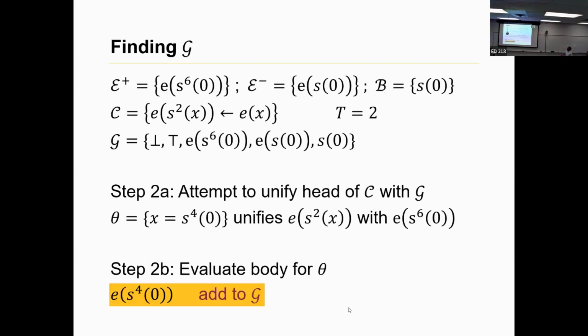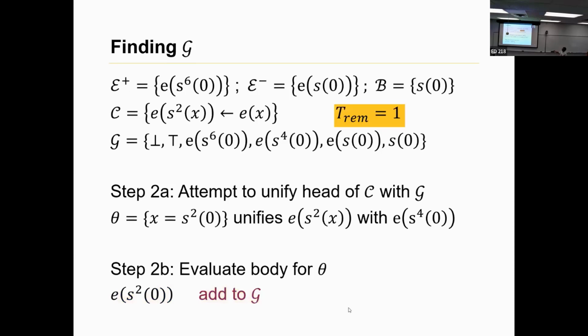And then we try to do the unification, which Jesse spoke about. We try to unify the head of the clause, which is the x square x, with some ground atom which we can find. So we pick S to the power 6, 0, and we can unify if we replace X by this value. So we say this is a unifier. Now with this unifier, we evaluate the body of the clause, which is this EX, and then we get S to the power 4, 0, and we add this to G.